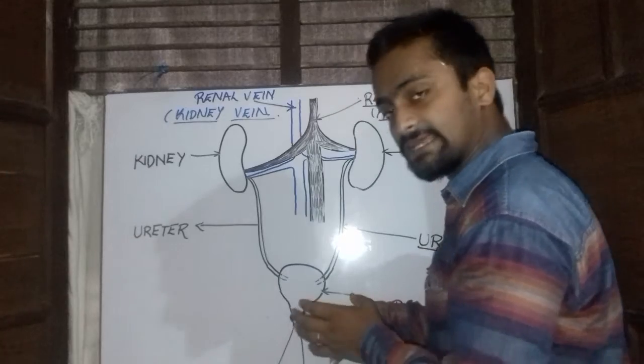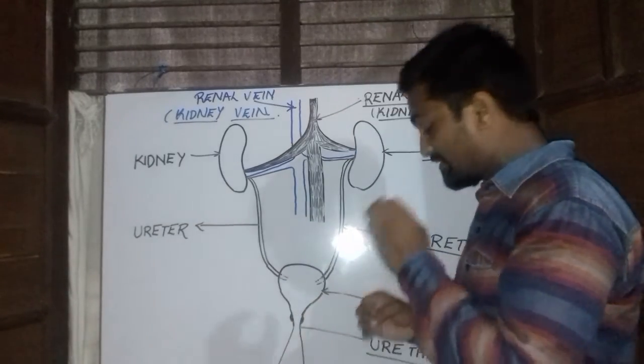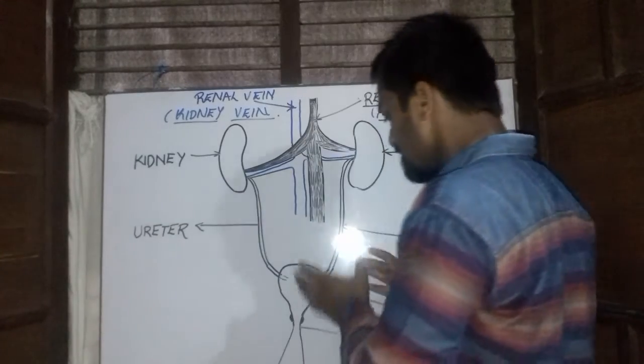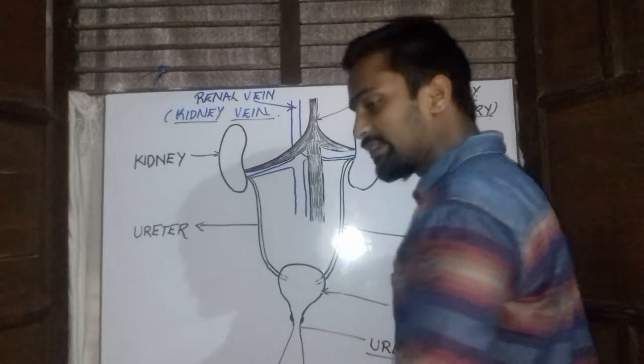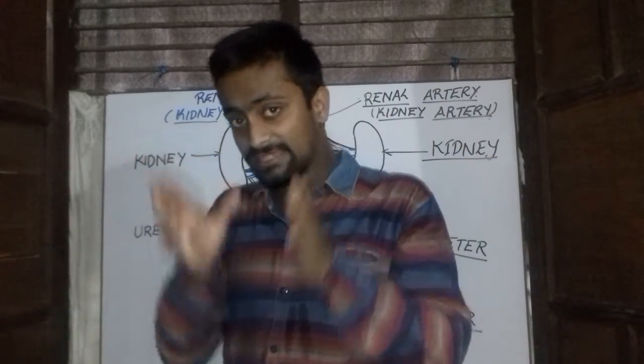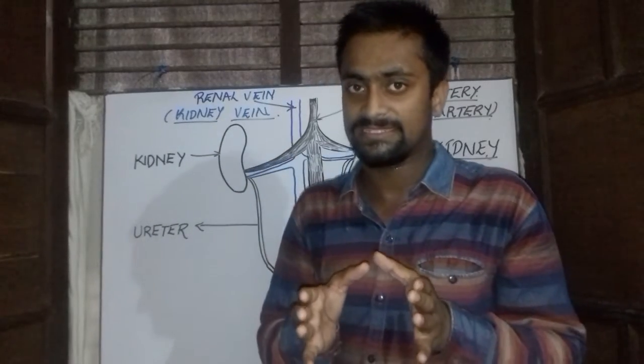There are some muscles called sphincter muscles that regulate the opening and closing of the urethra. Through this urethra, the urine is excreted out of the body. So this is the process of excretion in human beings.